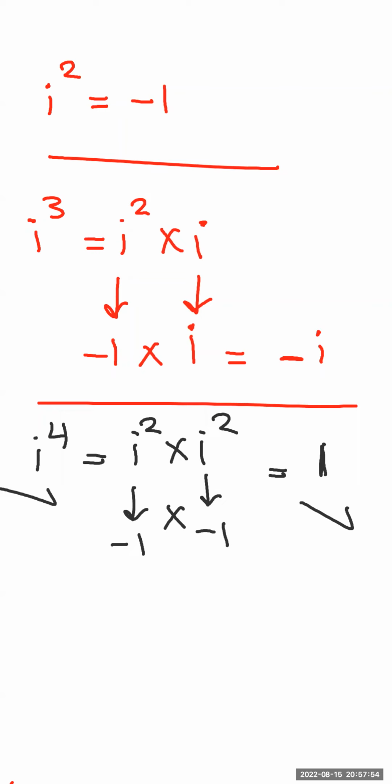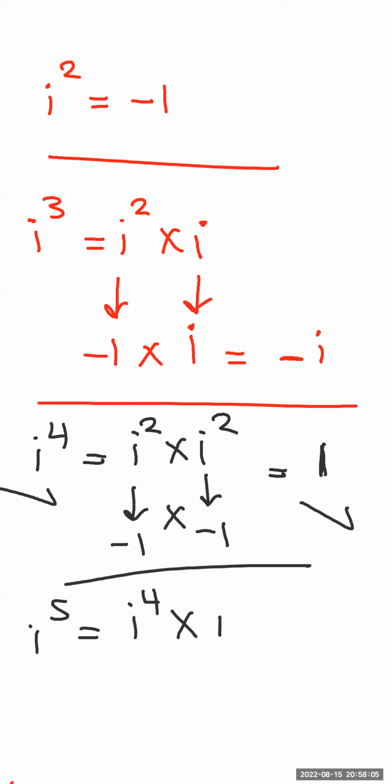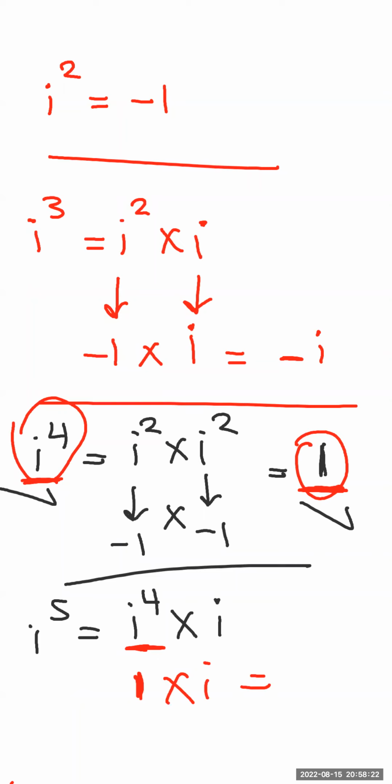Okay. Yes. What about, for example, i to the power 5? It's i to the power 4 times i. i to the power 4 means what? It's here. i to the power 4 equals 1. Correct? We just got it. So this one means 1 times i. So i to the power 5 equals 1 times i, so i to the power 5 equals i.